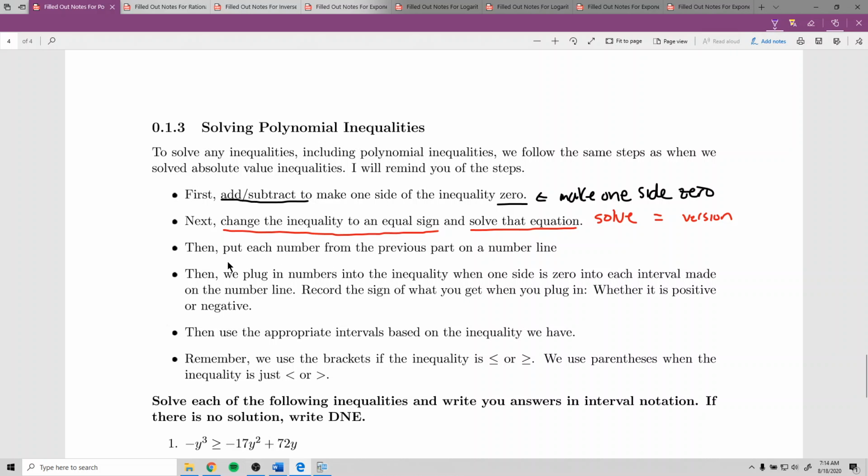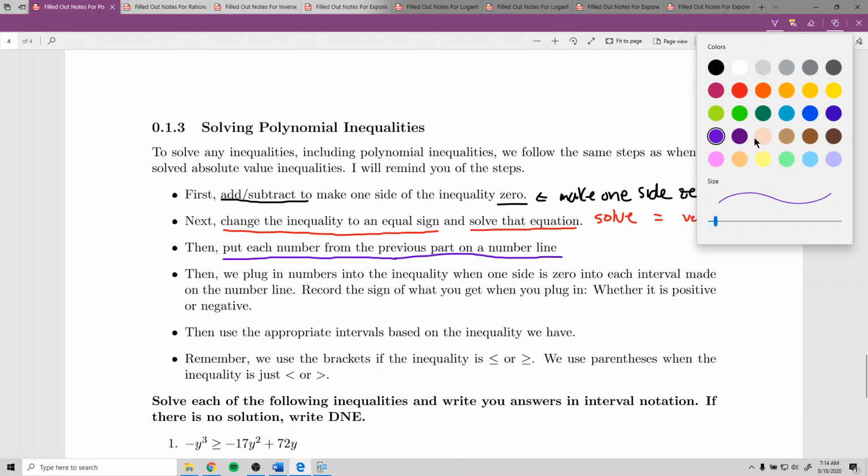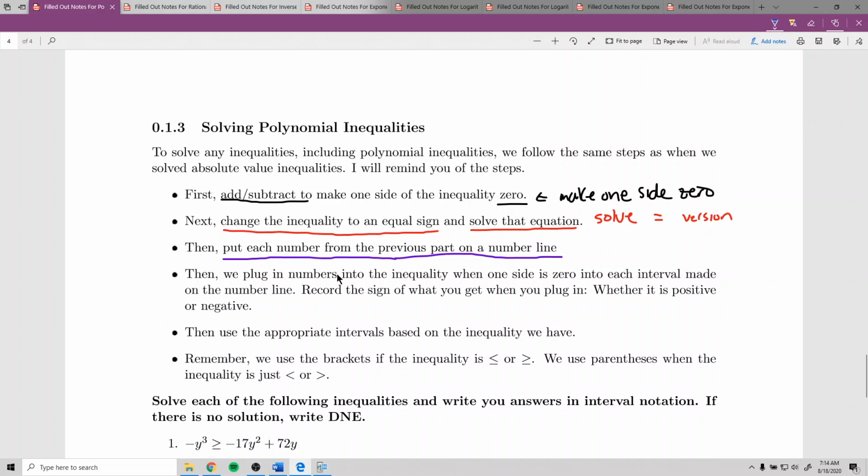Right, then what do we do next? We put each number from the previous part on a number line. So that's the same as before. We changed it to an equal sign. Then we put those numbers on a number line. Then we plug in numbers into the inequality when one side is 0 into each interval on the number line. So what that means is after this first step, you'll still have an inequality. That's where we're going to plug them in.